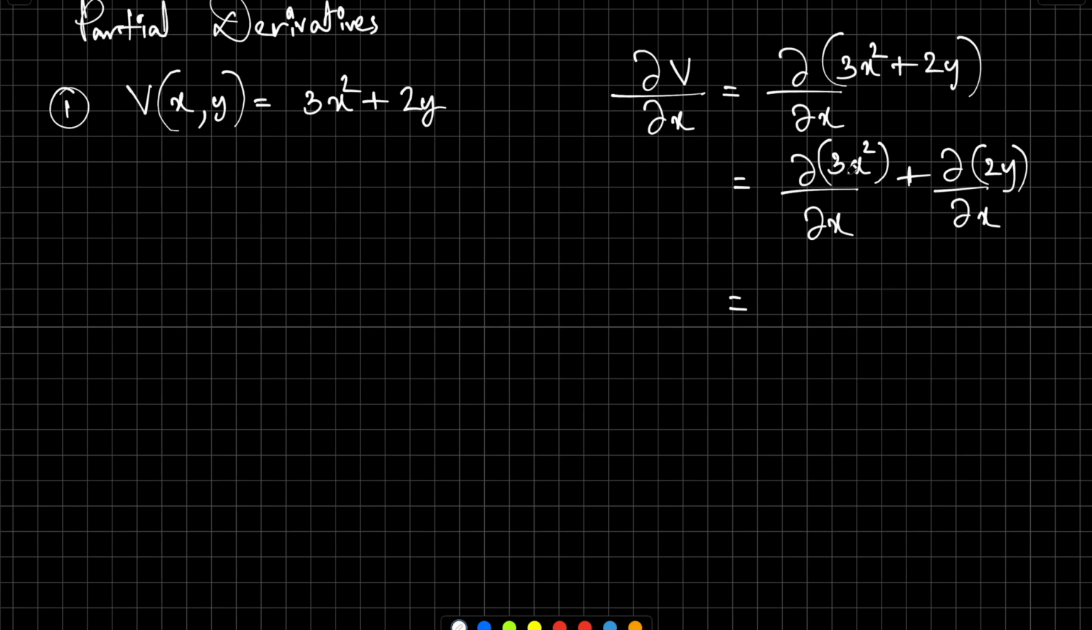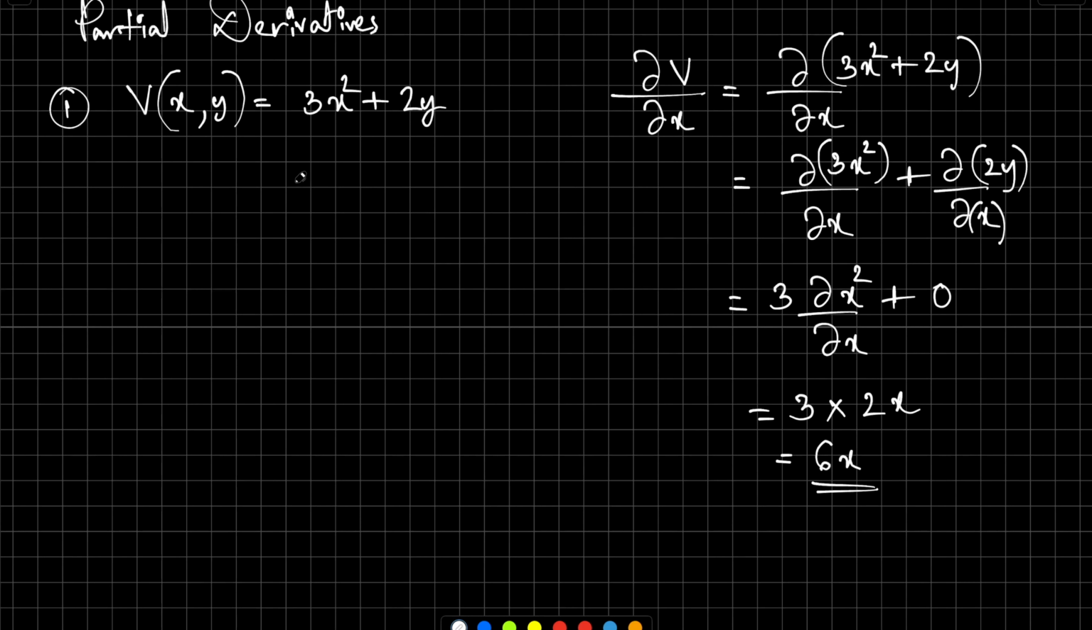In the first term, 3 is a constant. Take it outside. 3 dou by dou x of x square plus, what is dou by dou x of 2y? We are differentiating with respect to x, and y should be treated as a constant. And the derivative of a constant is 0. So this term is 0. So we have 3 outside. Differential of x square with respect to x is 2x. 3 times 2x is 6x. So that's your answer. Dou v by dou x equals 6x.